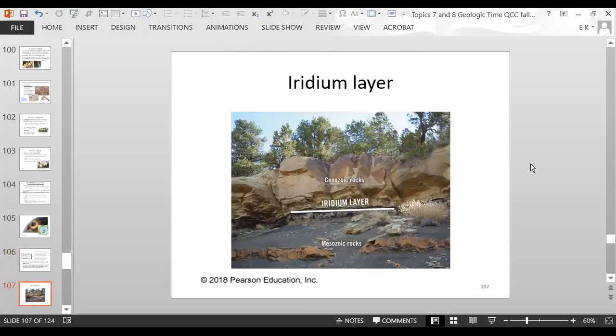Okay, so here's a photo. This is from the book, and it just shows you the older rocks and then the newer rocks and then the layer of iridium. I mean, it doesn't really look like anything, but they're just showing you in the picture that there's an iridium-rich clay layer.